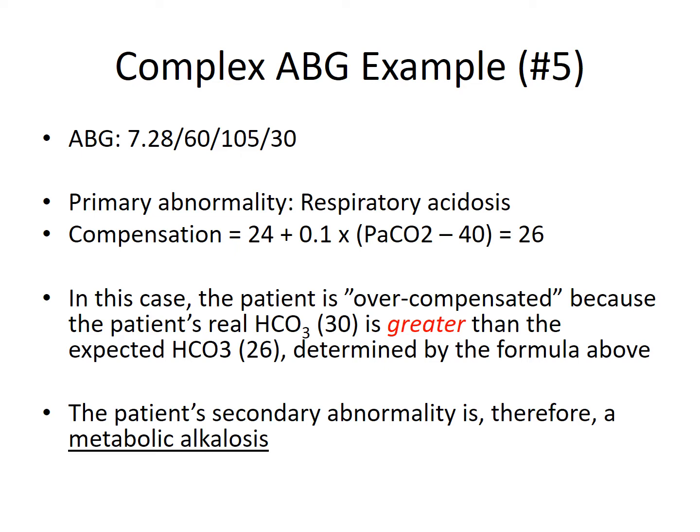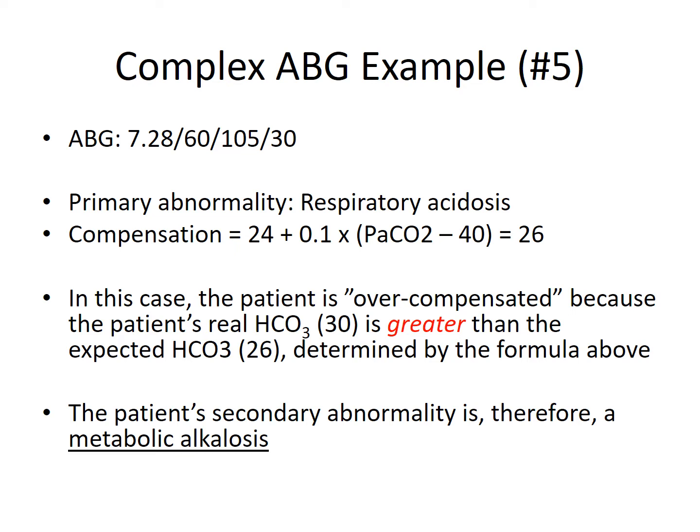Using what we've learned from previous presentations, the primary abnormality is a respiratory acidosis because the pH is less than 7.40 and the CO2 is elevated. The formula to determine acute compensation in respiratory acidosis is 24 plus 0.1 times the difference between the PCO2 and 40. Using this formula, the expected bicarb concentration is 26. However, the real bicarb is 30. So in this way, there is overcompensation for the respiratory acidosis.